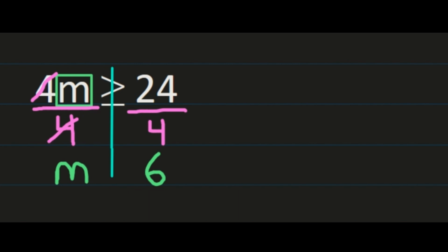And in my steps, I did nothing to require me to flip that inequality sign, so it's going to remain the greater than or equal sign. So I have m is greater than or equal to 6.